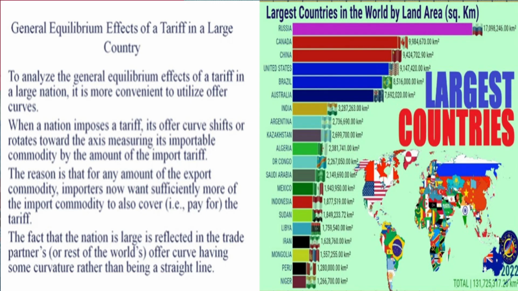The reason is that for any amount of the export commodity, importers now want sufficiently more of the import commodity to also cover the tariff, that is, to pay for the tariff. The fact that the nation is large is reflected in the trade partner's, or rest of the world's, offer curve having some curvature rather than being a straight line.